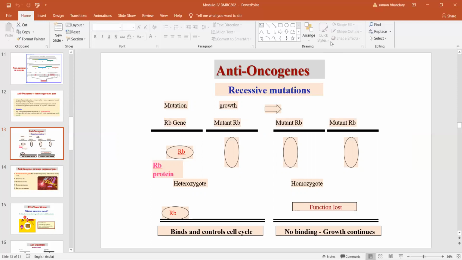Means there is no binding, so there is no control of growth. So untreated growth or untreated cell proliferation will occur. So eventually they will produce tumor cells.